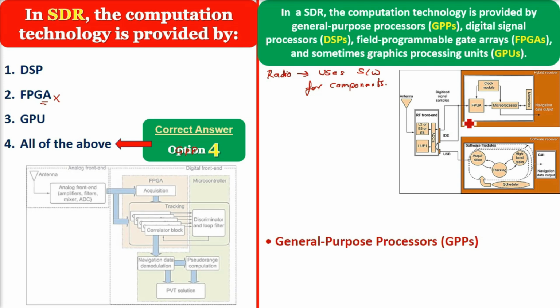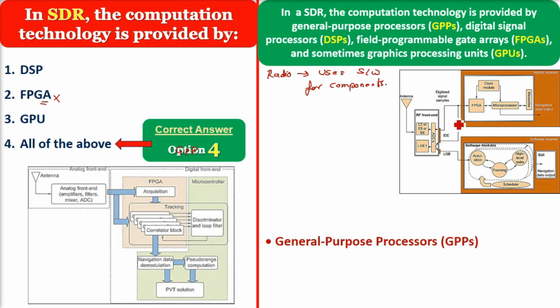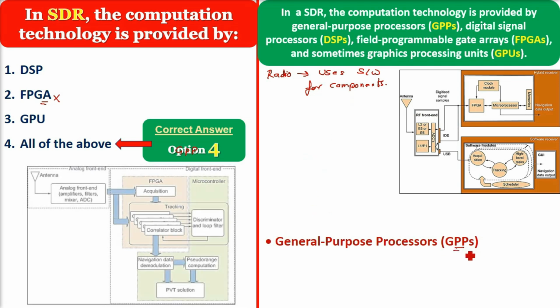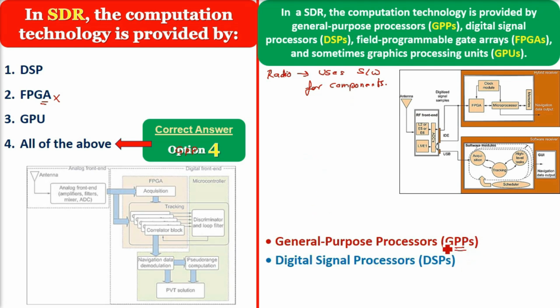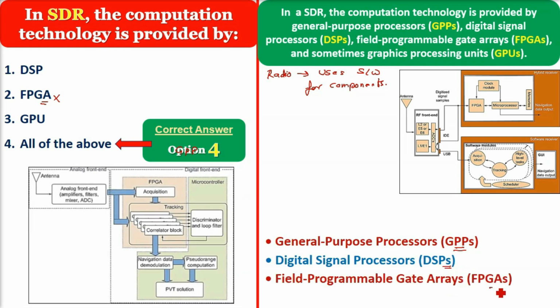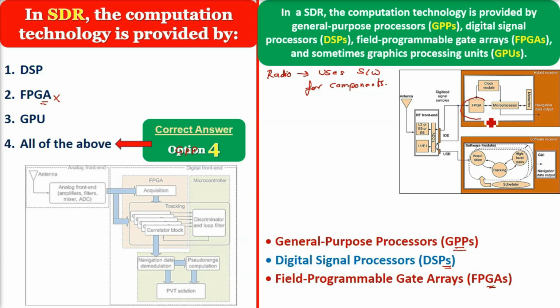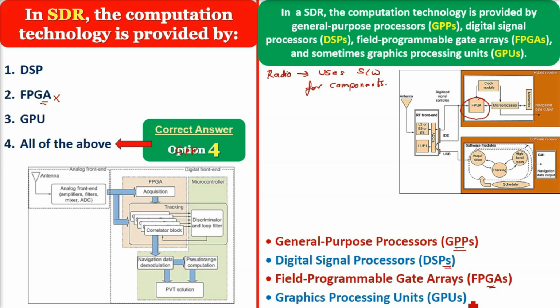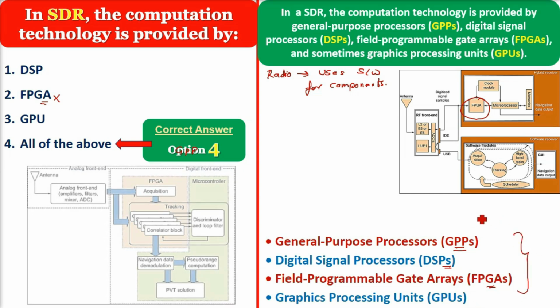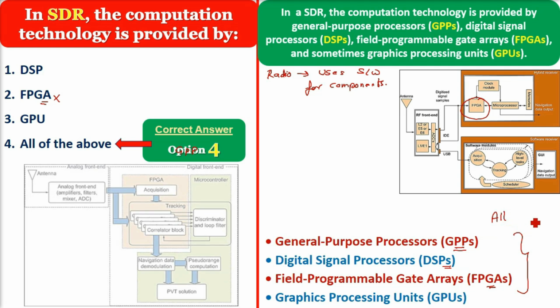When we talk about computation, in a normal computer system we have different processing systems, and the high visualization is the work of the graphic processor. In SDR, the general purpose processors, GPPs, the DSPs, digital signal processors, and the field programmable gate arrays, FPGAs, all these are used for the computation. So we are talking about computation technology. All these will come, so all of them are the correct answer.